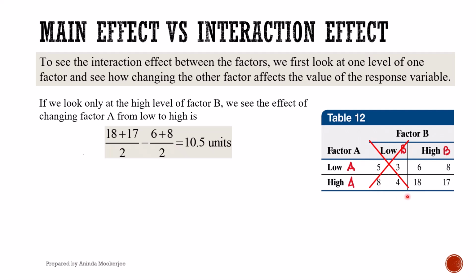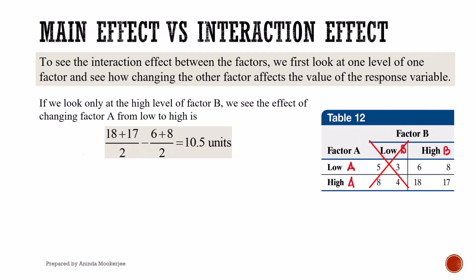All right. So what they've done here is they have taken the mean of high A's, but just within this box. So 18 plus 17 divided by 2, minus, they're comparing the two. So they subtract from the high values, the high mean, 6 plus 8 divided by 2, which is the mean of low A's, and that difference is 10.5 units, right? And this is how the interaction effect is studied.